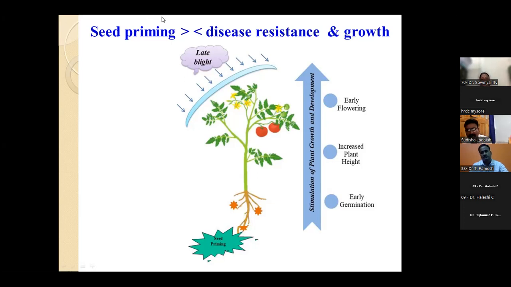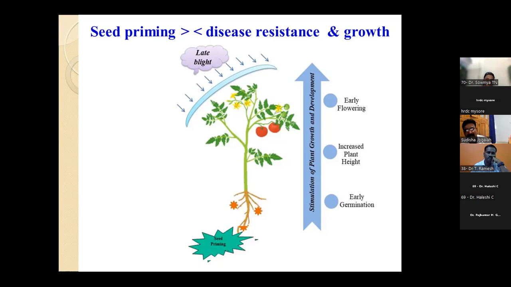Then we raise the treated plants, and after a certain period of time, 21 days or 3 weeks, we inoculate the pathogen. This is the late blight pathogen we inoculate, and we check the early emergence, whether in comparison to the control it can produce early emergence, increase the plant height, and also early flowering. This is what we are now looking for. A shorter period of time: 90 days of crop, whether it can be reduced to 75 or 80 days, and if it is reduced, whether the yield can be improved and the biomass of the plant can be enhanced.